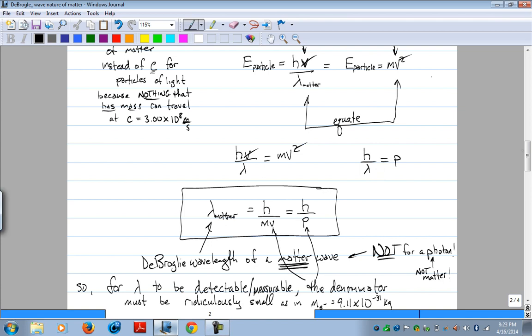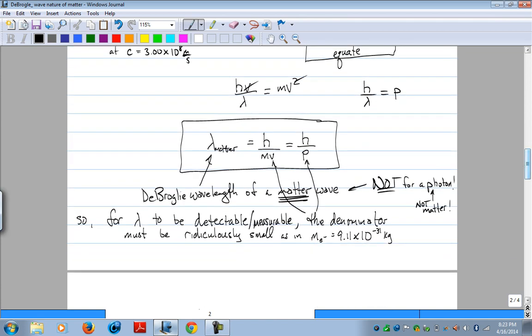So for matter or particles that actually have mass, the matter wavelength is equal to Planck's constant, which is insanely small, on the order of 10 to the minus 34, divided by the momentum of that particle. So it depends not only on the mass of the particle, but also on how fast it's traveling, which is guaranteed less than the speed of light. So there's the relatively simple equation for the matter wavelength. It's just a constant, Planck's constant, divided by the mass of the particle of matter times its speed.